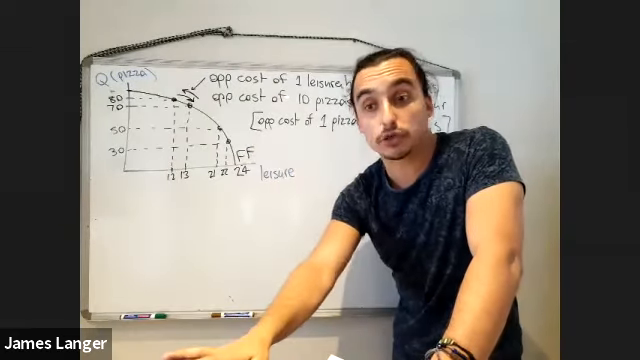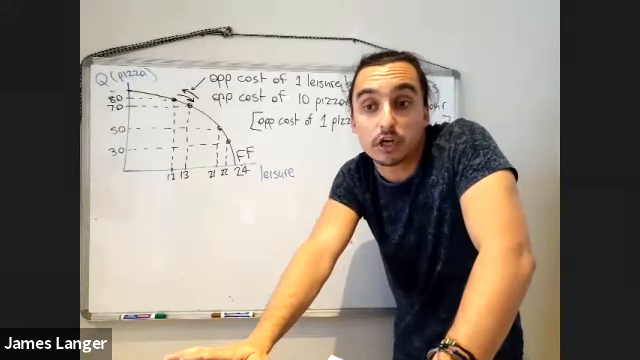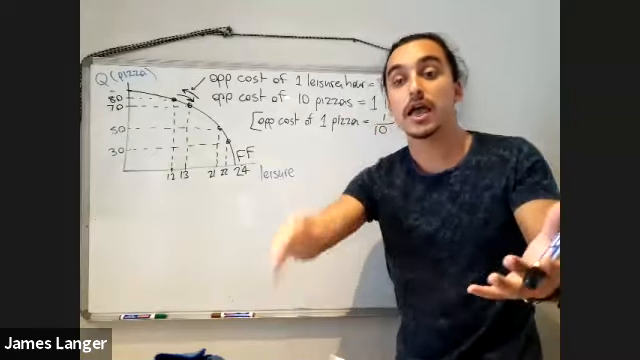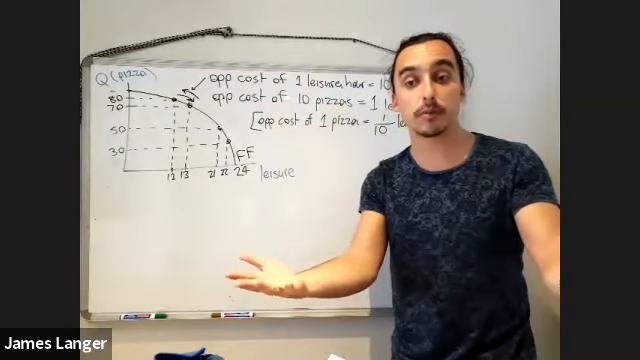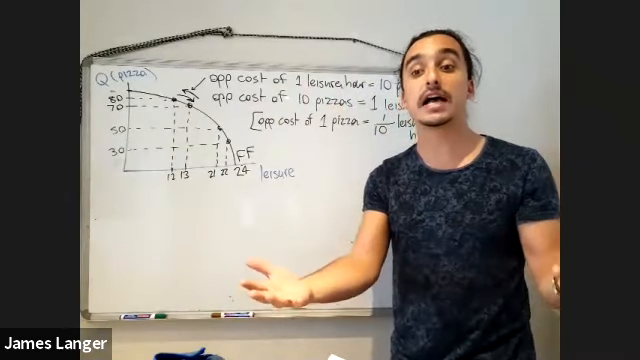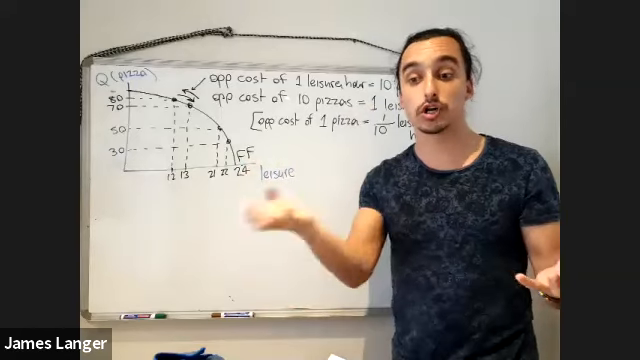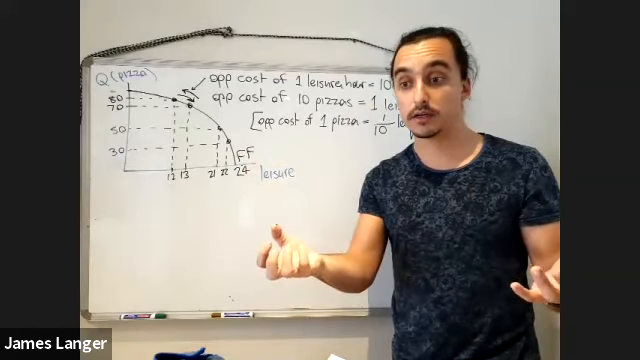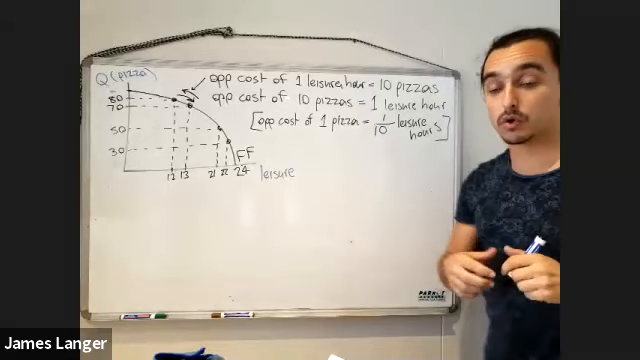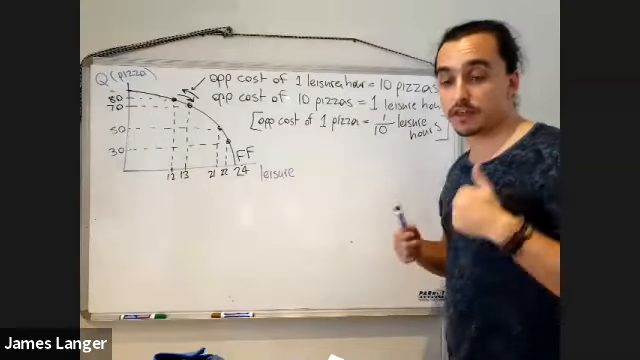Okay, so yes, opportunity cost can work either way. It depends on what you're asking about, because there's a trade-off between leisure and pizza. So leisure has an opportunity cost, which is a certain amount of pizza, and pizza has an opportunity cost, which is a certain amount of leisure. Okay, so give me a thumbs up if that makes sense to you. Cool. I think we've got that.